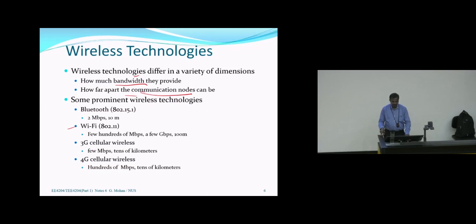See, for example, you take Bluetooth. The standard is 802.15.1. The data rate is usually small, a few Mbps, and the distance is also usually small, 10 meters. Because for what purpose do you use Bluetooth? Can you give an example where you use Bluetooth?